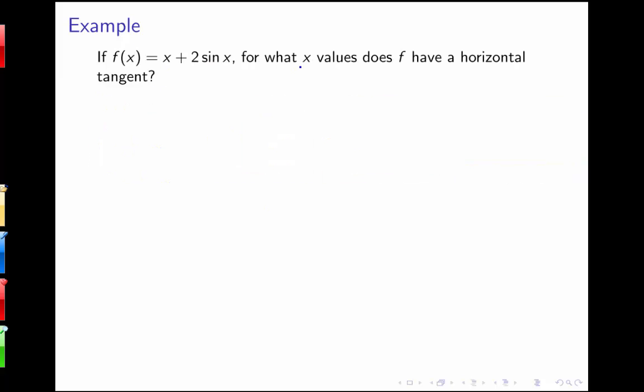One other type of problem that we're often asked to find, besides finding the equation of the tangent line, is finding the x values where f has a particular slope. In this case, we want to find the x values where f has a horizontal tangent. So that's going to be finding x where the derivative is equal to 0. So we're going to need to solve that.